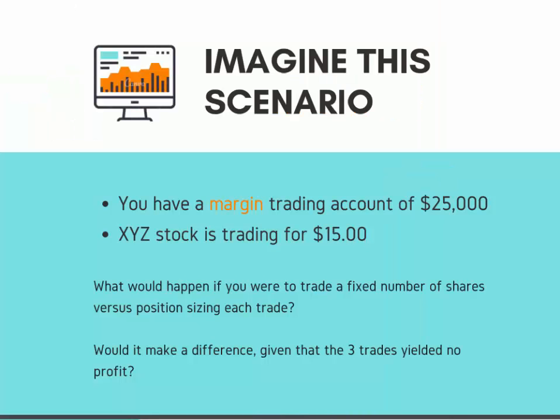Let's suppose you have a $25,000 margin account. This means that your buying power on margin is $50,000, or twice the amount of capital in your account. Let's also suppose that stock XYZ's starting point is at $15. This way, our examples won't run into any margin calls. Let's take a look at what might happen if you place the 3 trades using a fixed size of 500 shares versus position sizing at 2% risk.